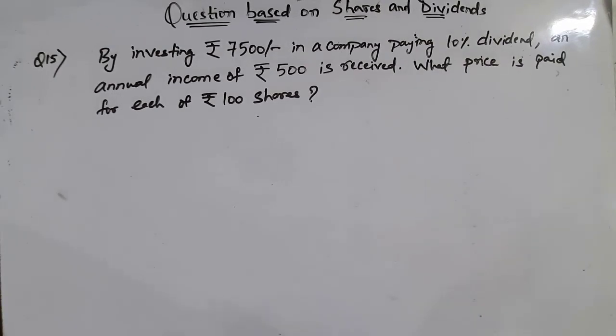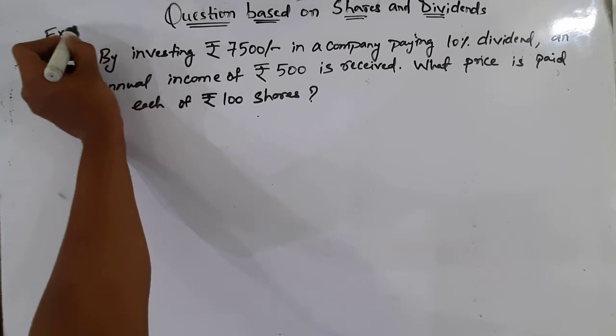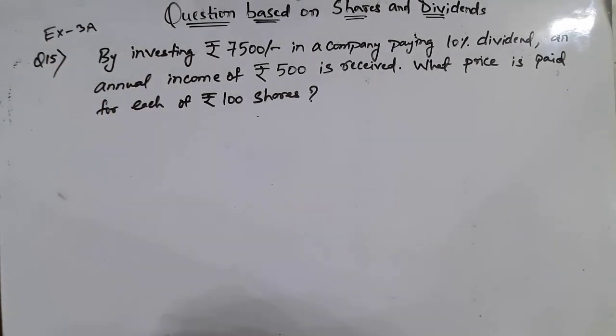So now this is the next question. Question number 15, exercise 3A. So the question is, by investing rupees 7500 in a company paying 10% dividend, an annual income of rupees 500 is received. So what price is paid for each of the rupees 100 shares?